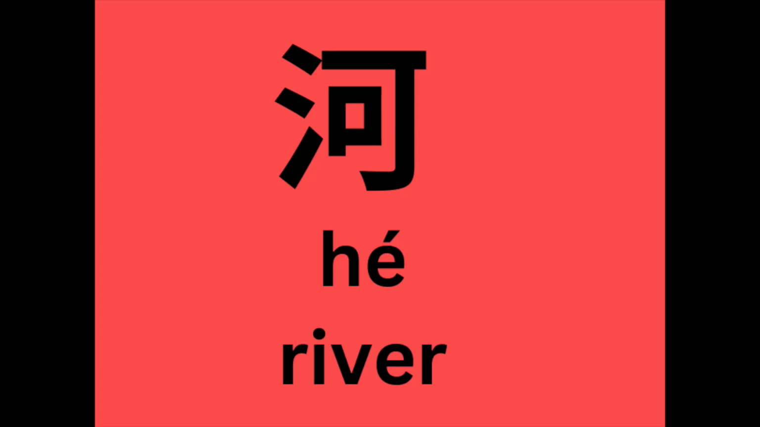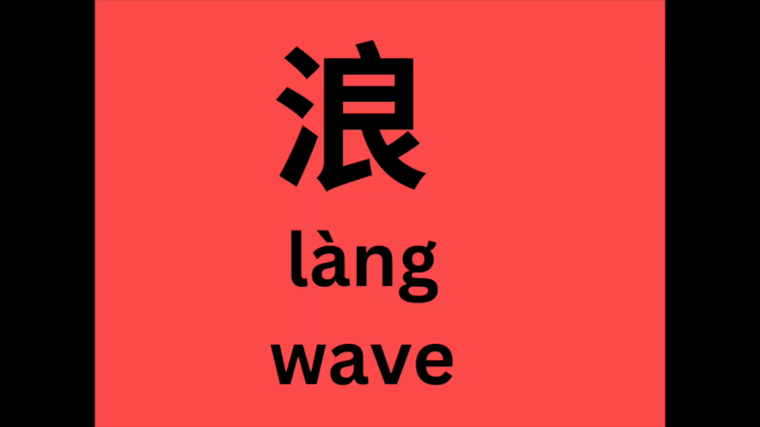And of course, bodies of water also have this water radical. First one is he, which means river. Then we have hu, which means lake. Then we have hai, which means sea, as in Shanghai. And then we have lang, which means wave, which can be found in the sea.